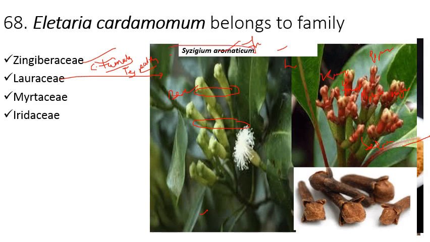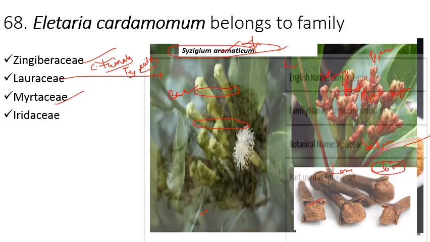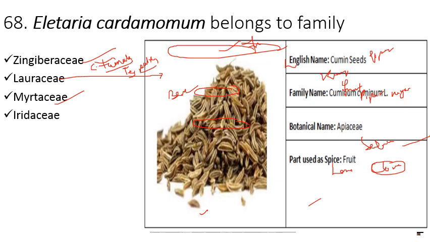The next we have this important spice named Syzygium aromaticum. In Hindi we call it laung, or in English we call it clove. The part used as spice is the floral buds, which are harvested and dried. So this is clove, and it belongs to family Myrtaceae. Here the part used is floral bud.